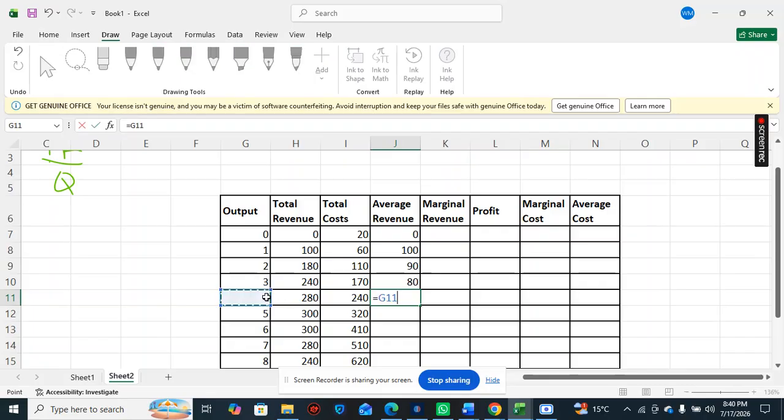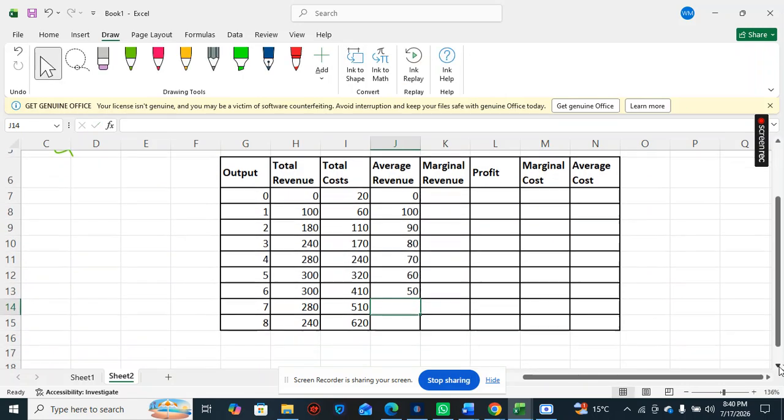When we produce 4 units, the total revenue is 280, output 4 units. When we produce 5 units, the total revenue is 300, so the revenue per unit is 60. When we produce 6 units, the total revenue is 300, so the revenue per unit is going to be 50.